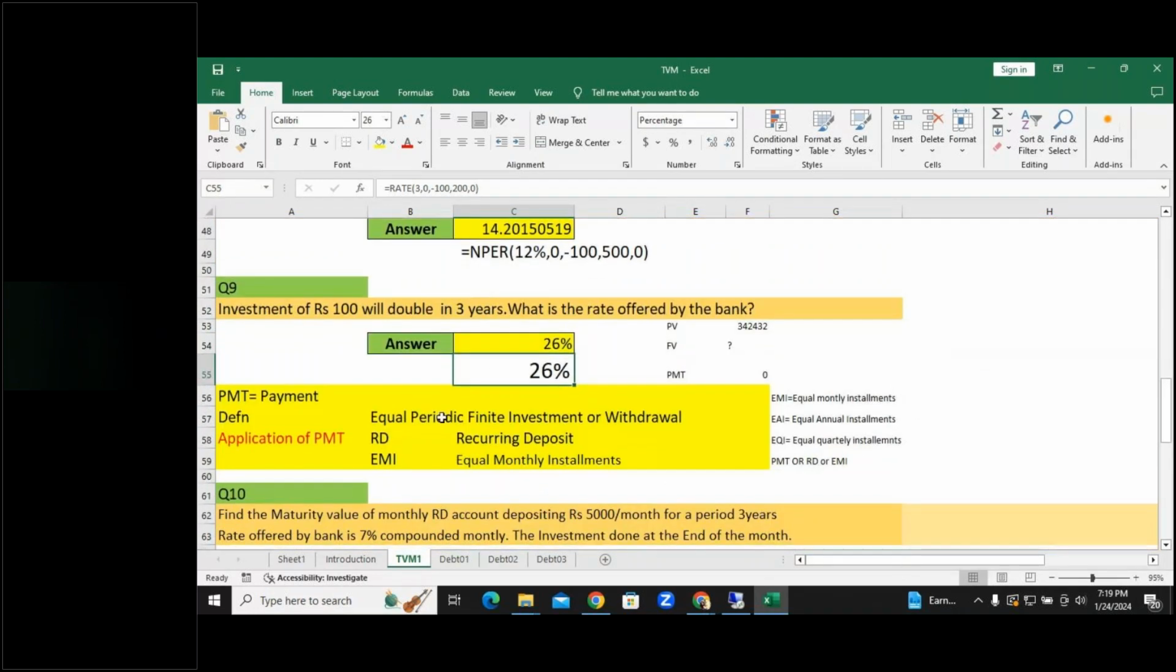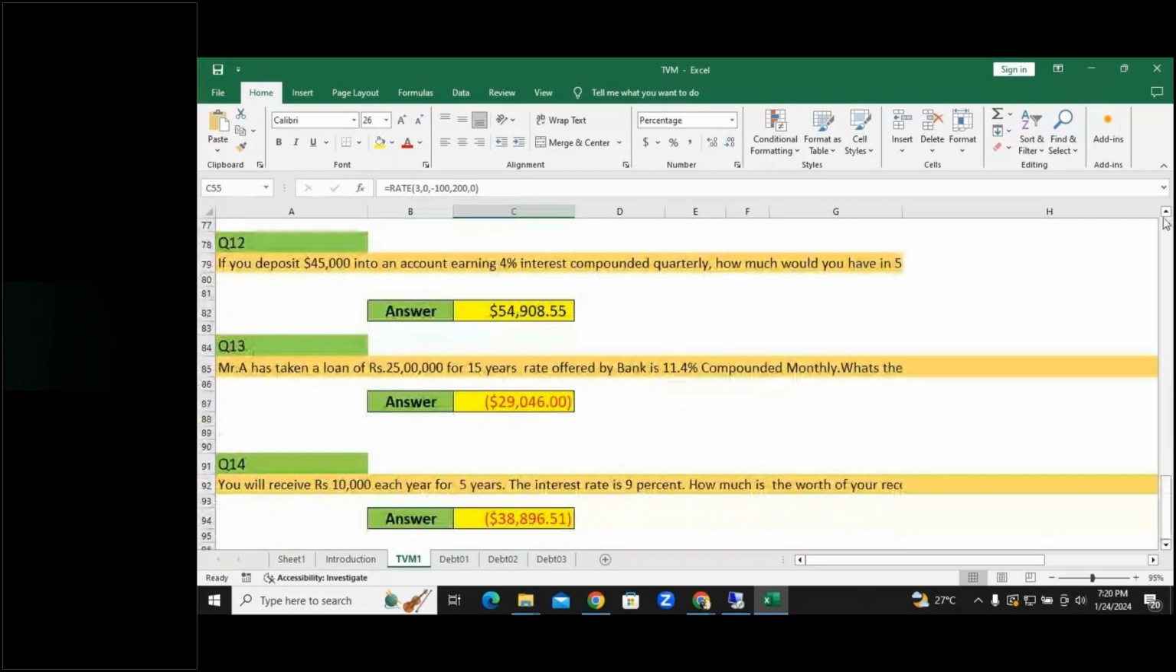Then PMT. So EMI. So payment is nothing but it can be defined into different things. So it can be defined as equal monthly installments, where we call it as EMI. EAI, equal annual installments, which will be paid yearly once. EQI, equal quarterly installments. That is 4 months once I am going to pay the EQI. Okay. So this payment can be done for RD and for other loans or anything also. Okay. So here now we are going to calculate the EMI.